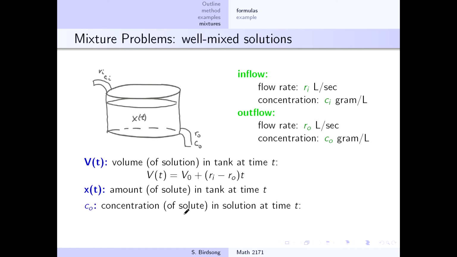Our concentration of the solute in your solution at any time, that C of t, that thing I said we were going to build a formula for, is given by the total amount of the solute in the tank divided by the total volume in the tank at that same time. So notice x divided by v. Both of these are functions with respect to time. So this concentration is also going to be a function with respect to time.